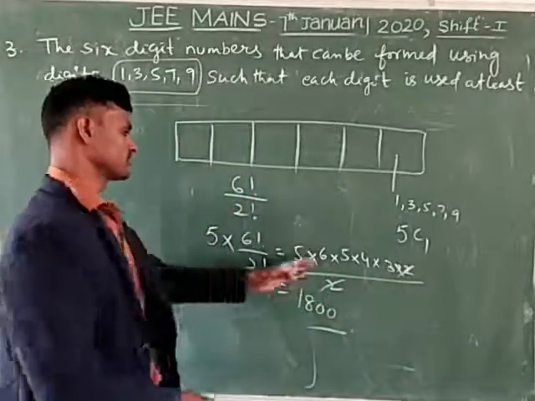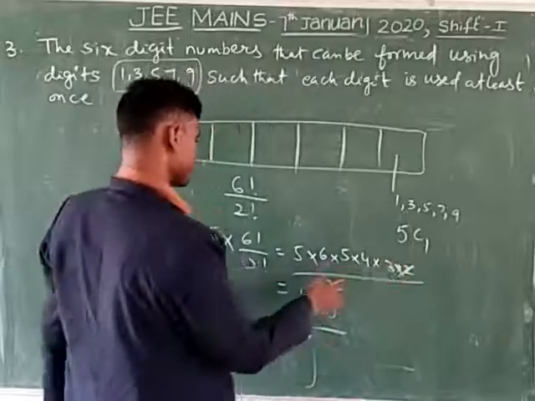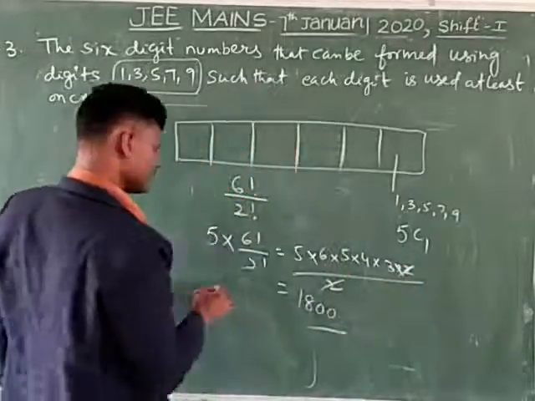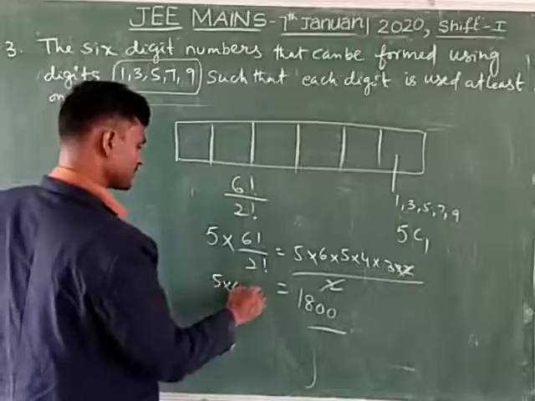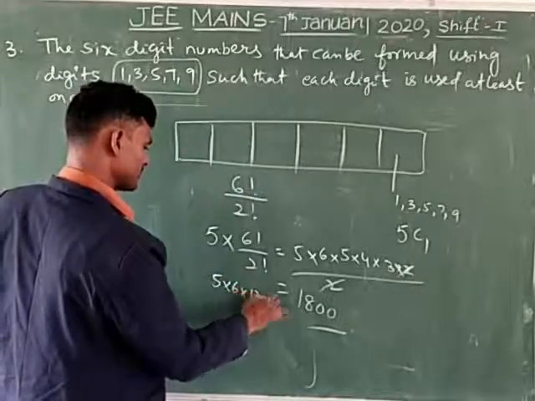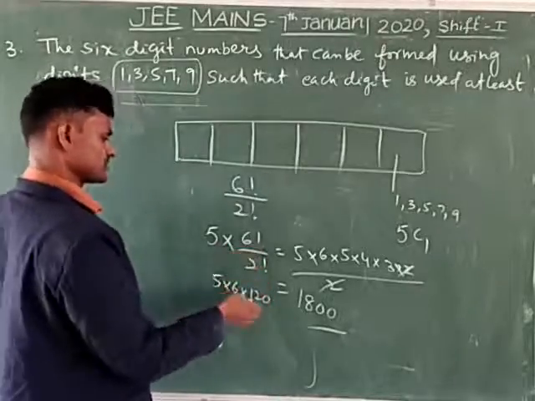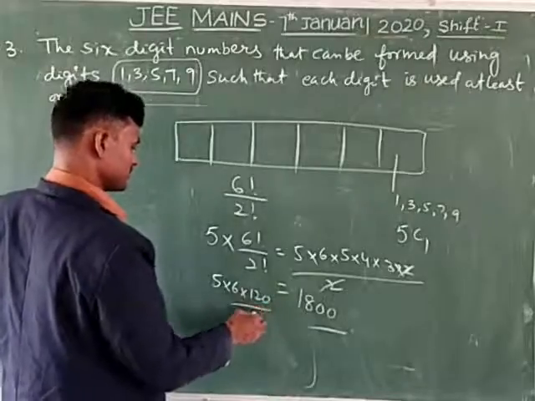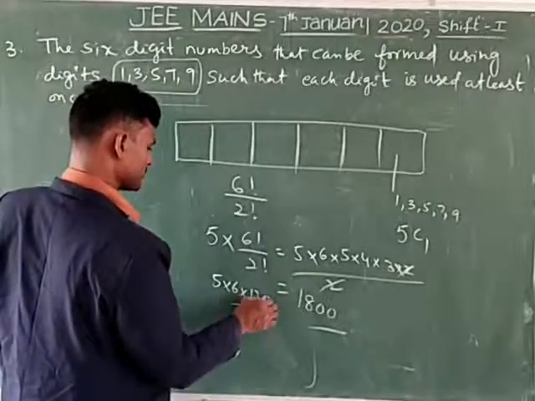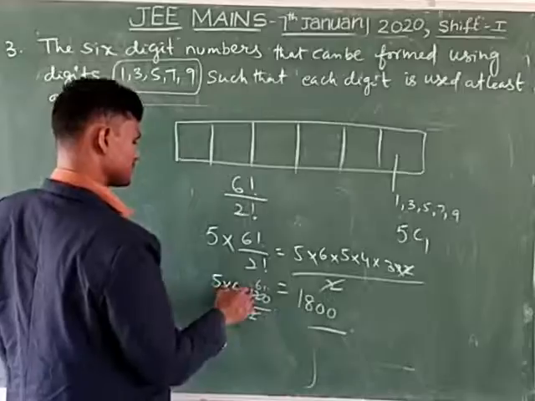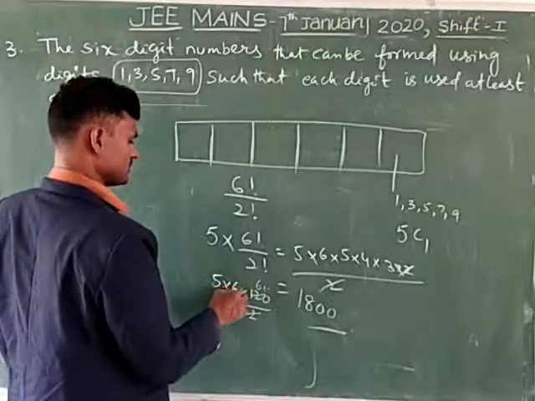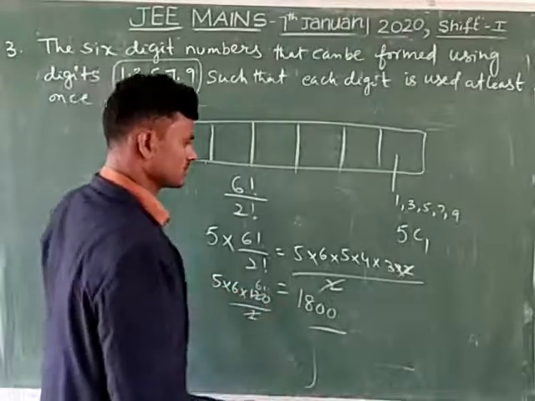Or otherwise, up to here we have 120. 5 factorial you can write, 5 into 6 into 5 factorial, we know that is 120. 6 factorial means 720. 5 into 720 by 2. 720 by 2 is 360, 5 into 360 is 1800.